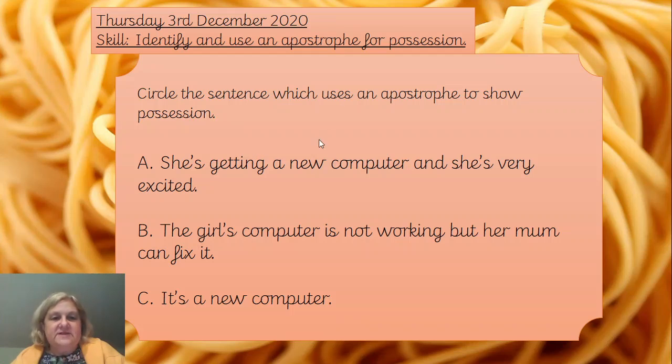So we've got, is it A, B or C? I'm going to leave you with that one to have a little look. You can always pause it to read it as well and restart.